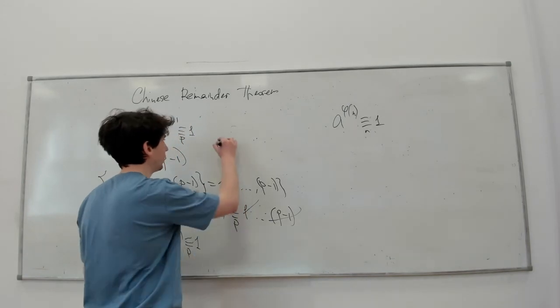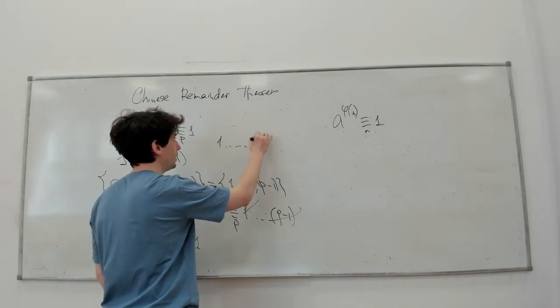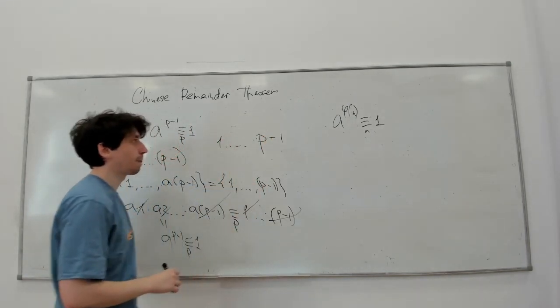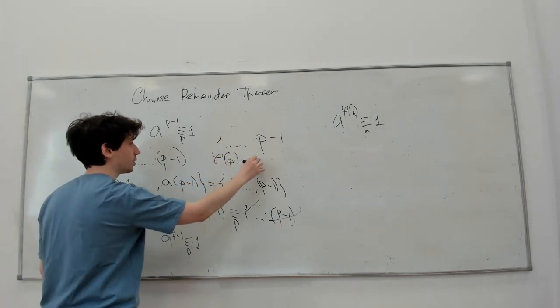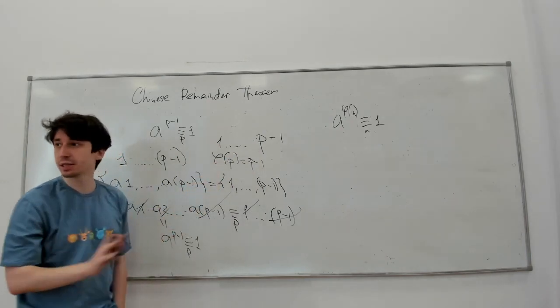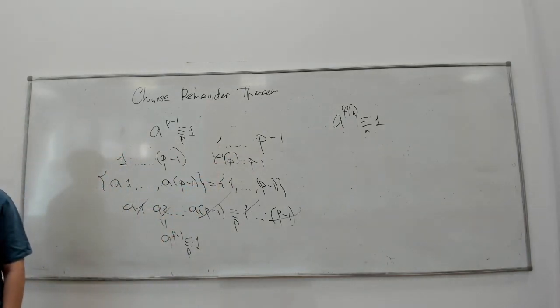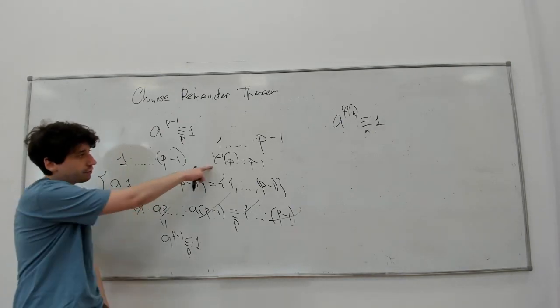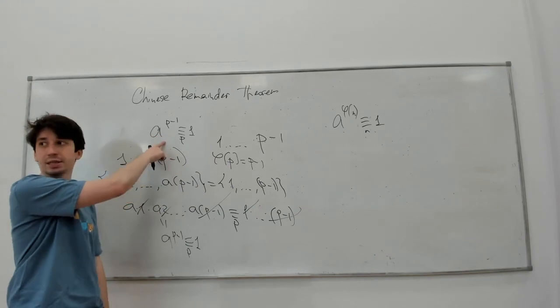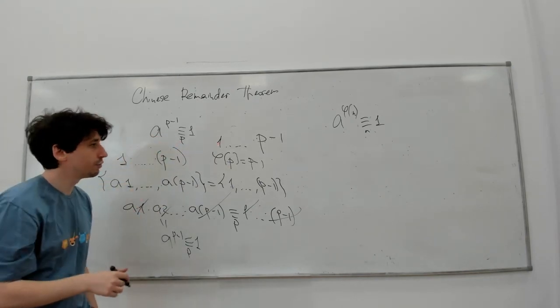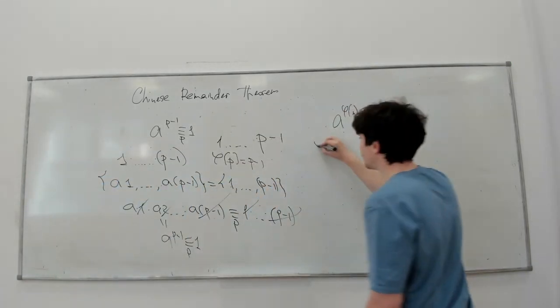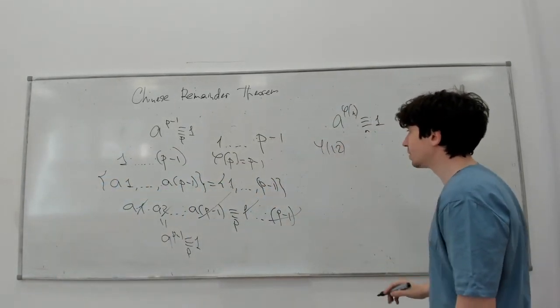So for example, if you take p prime, phi of p will be p minus 1, because all these elements don't have any common divisor with p. That is why phi of p is p minus 1, and this theorem becomes exactly the little Fermat theorem. So for example, for 12, what are there?